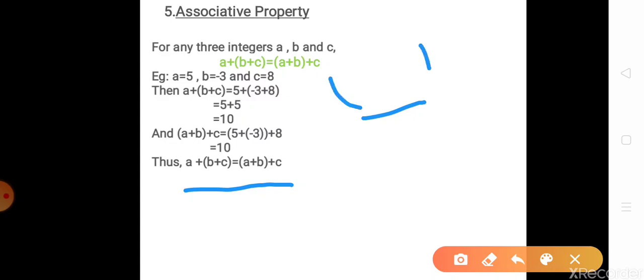Now there is a small task for you. You can try putting the minus sign in place of all the plus signs in this property, and take an example and try it yourself.